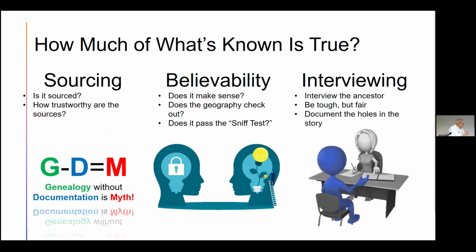That formula down here on the lower left corner is my formula: G minus D equals M. Genealogy without documentation is myth. It may be right, it may not. You don't know. So look at what's out there. Is it sourced? Is it believable? Does it make sense? This is a sniff test type thing.